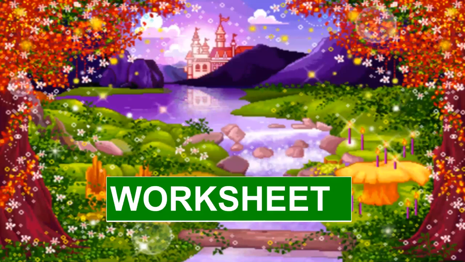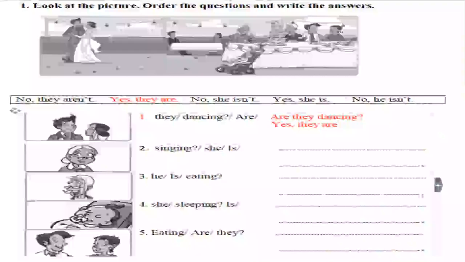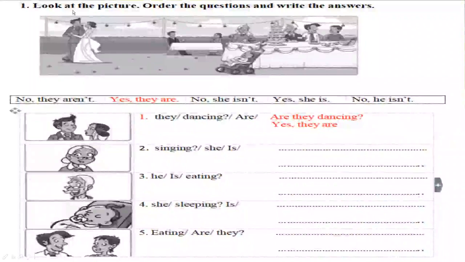Okay, now it's time for you to work on your own, okay? Exercise number one. Look at the picture. Order the questions and write the answers. Write the sentence here and choose the answer in the box, okay? Number one, they dancing are. The correct order is, are they dancing? And you look at the picture, where are they? Here. So the correct answer is, yes, they are. Do you understand? So the same you do number two, number three, number four, and number five. Okay, very good.